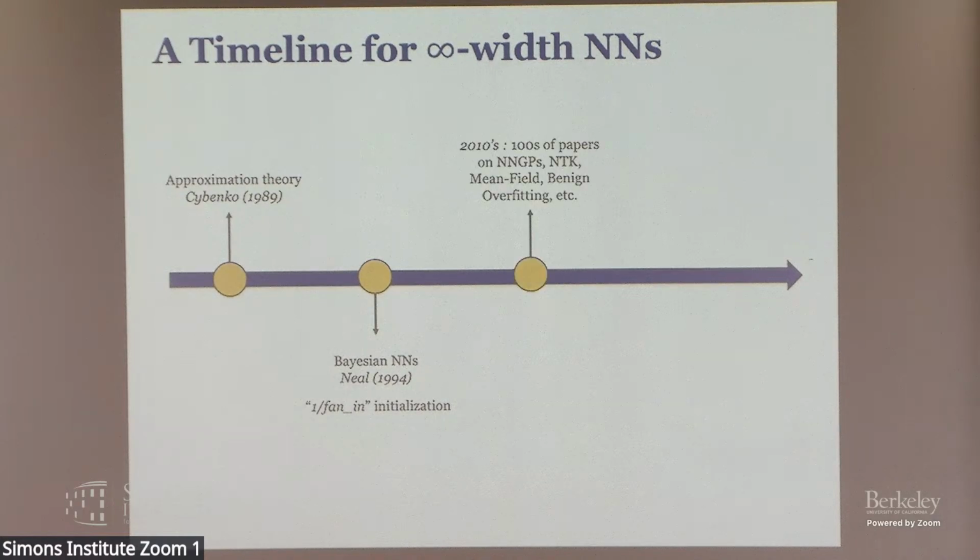But then in the 2010s, you can find probably hundreds, if not thousands, of papers on neural network Gaussian processes, neural tangent kernel, and mean field, which Peter and Misha and many other researchers worked on. But yeah, there are hundreds at least, if not more.